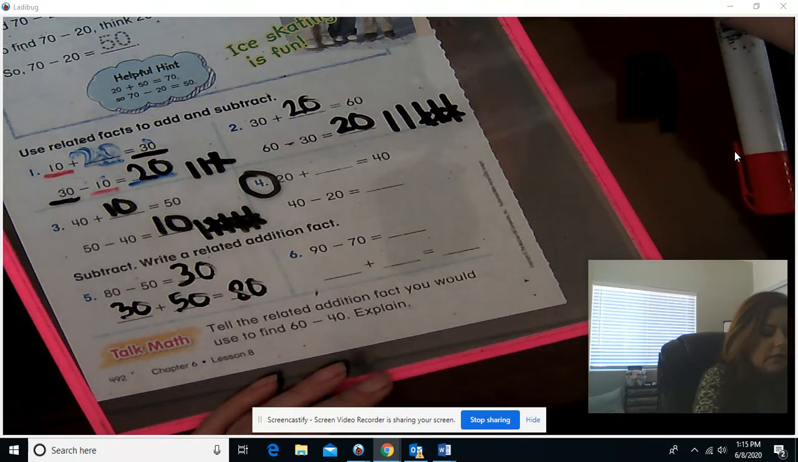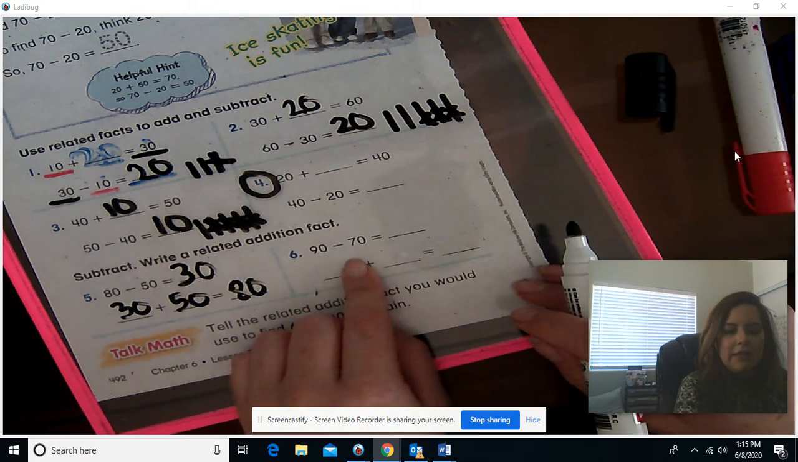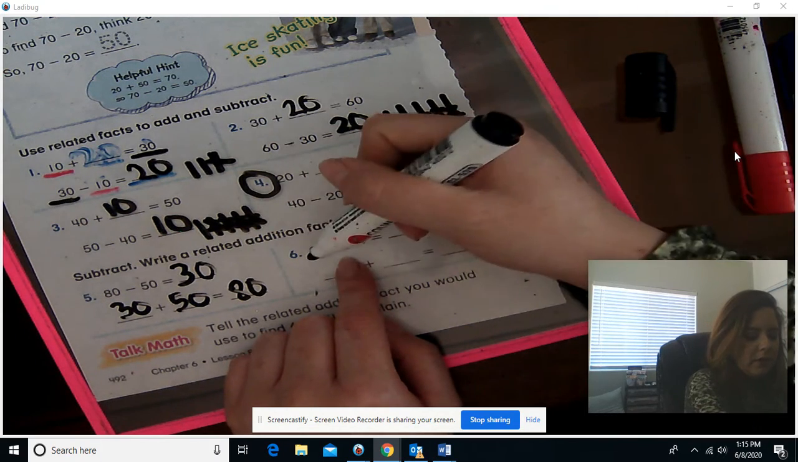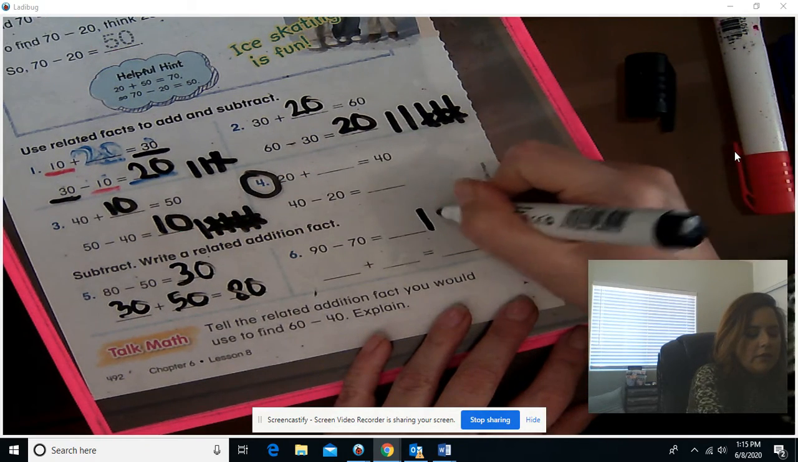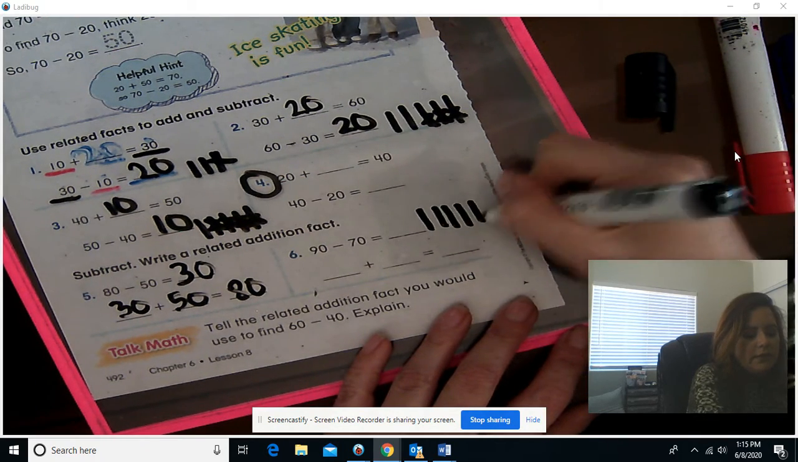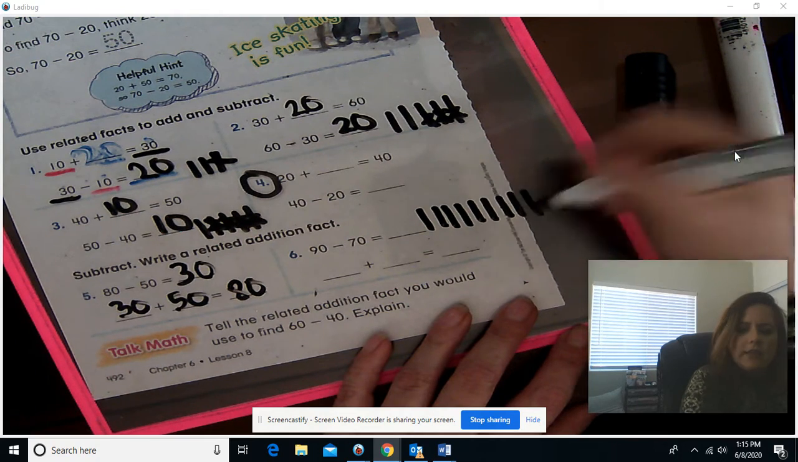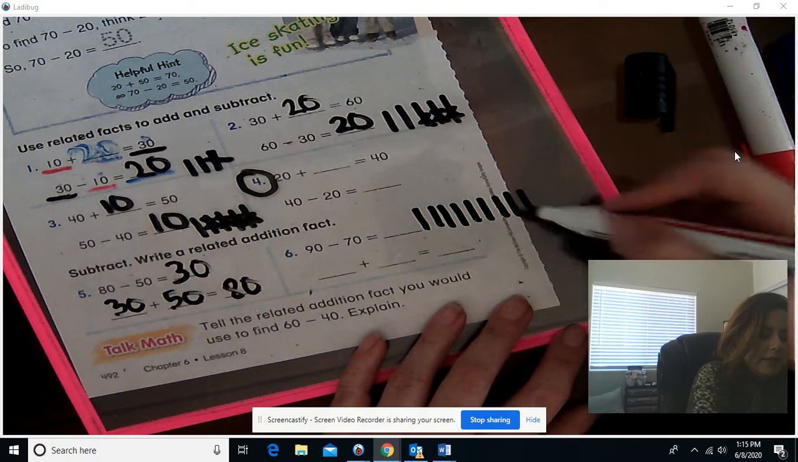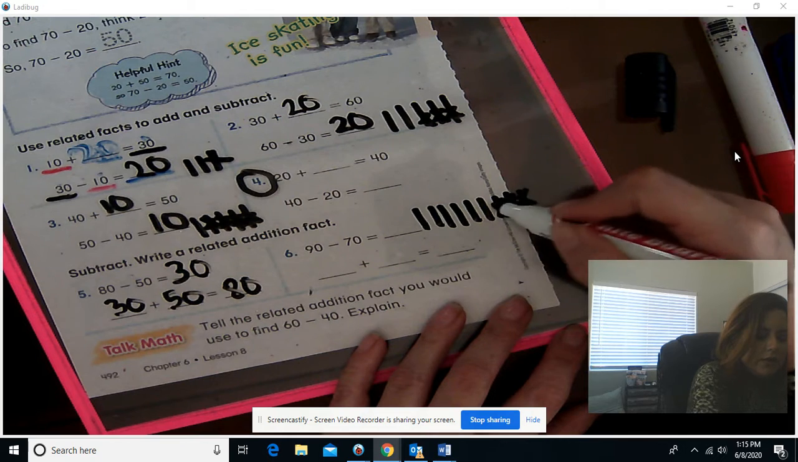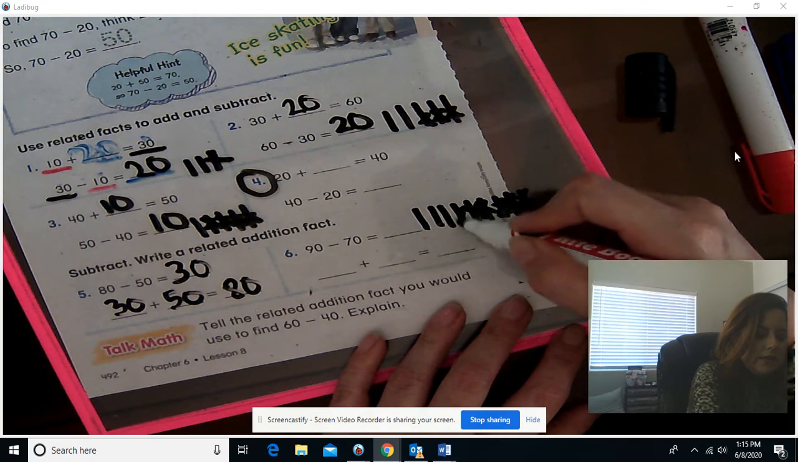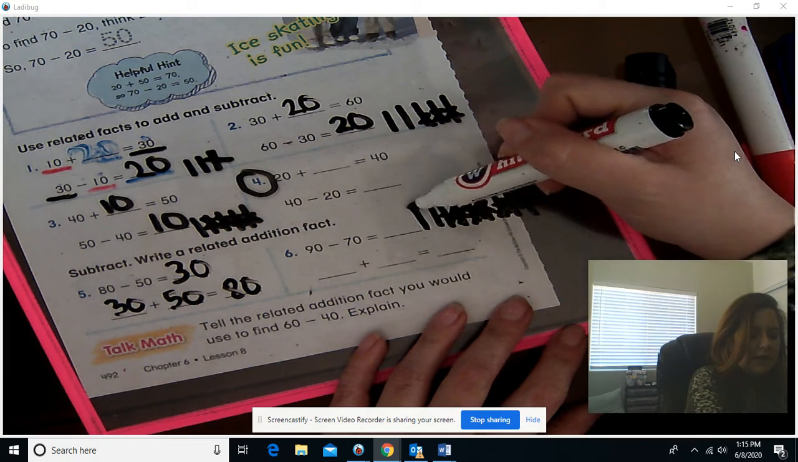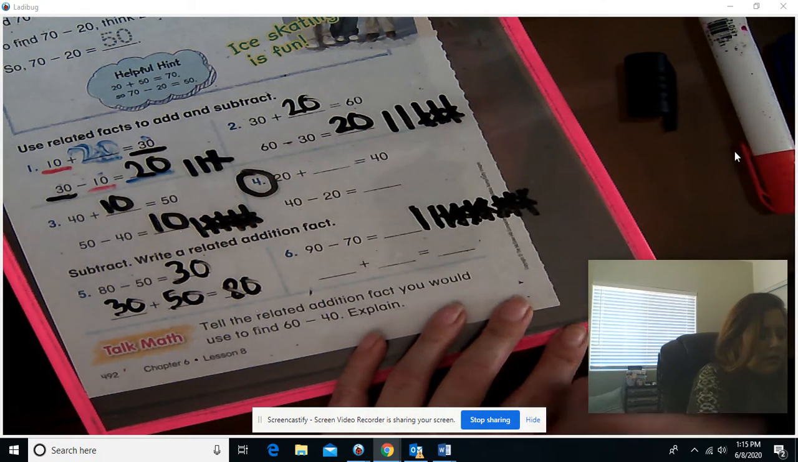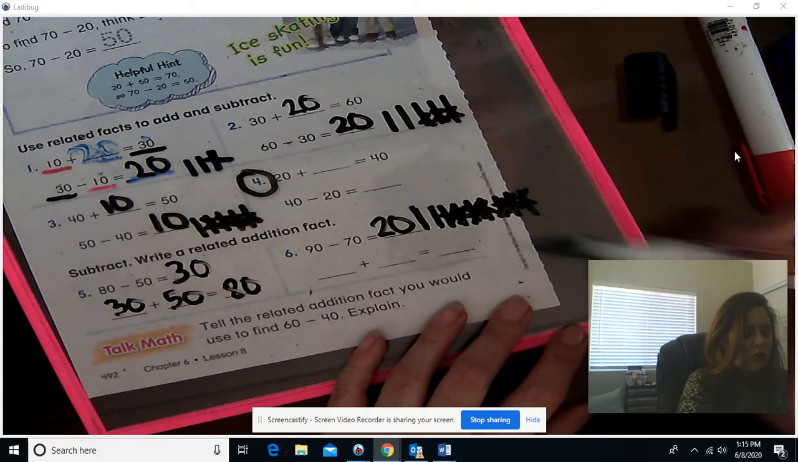Let's look at number 6. 90 minus 70. So again, there's 2 ways. You can do 9 minus 7 and then bring the 0, or you can draw your picture. 10, 20, 30, 40, 50, 60, 70, 80, 90. Minus 70, 10, 20, 30, 40, 50, 60, 70. How many are left? I see 10, 20. So 90 minus 70 equals 20.